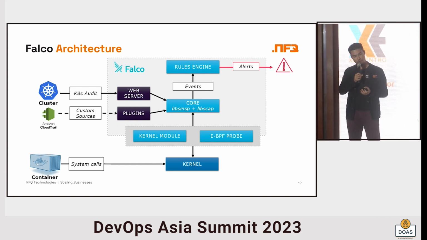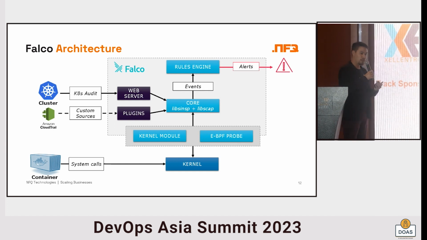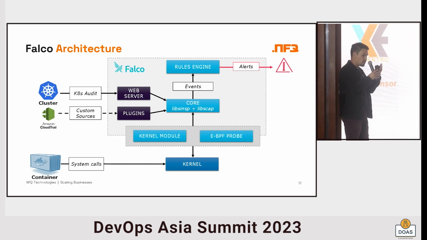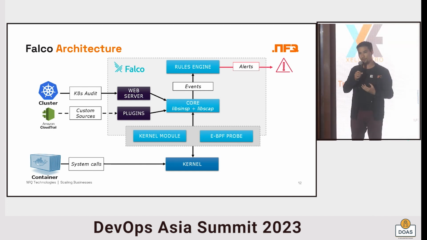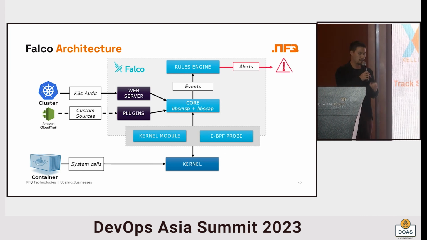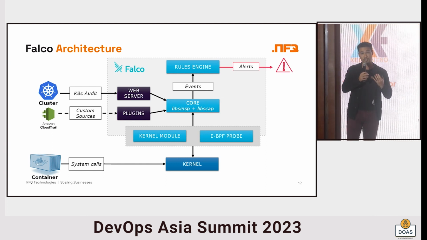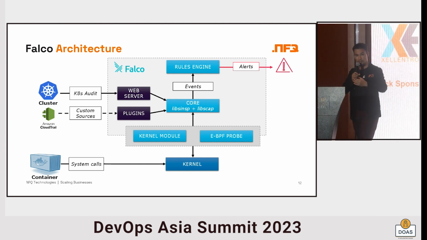So another approach is to use eBPF probes. eBPF is a technology that allows you to execute just-in-time code very close to the kernel. It's been very popular since we do some networking analysis, especially Wireshark, for example. It uses BPF.